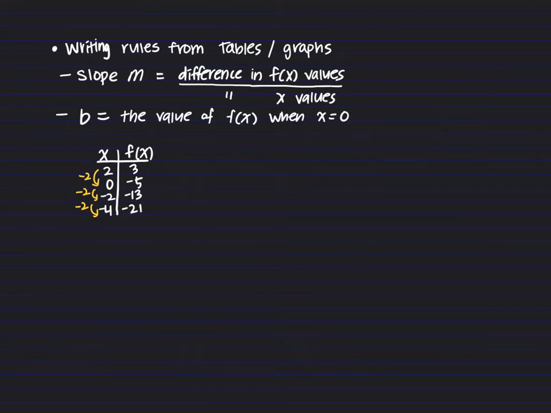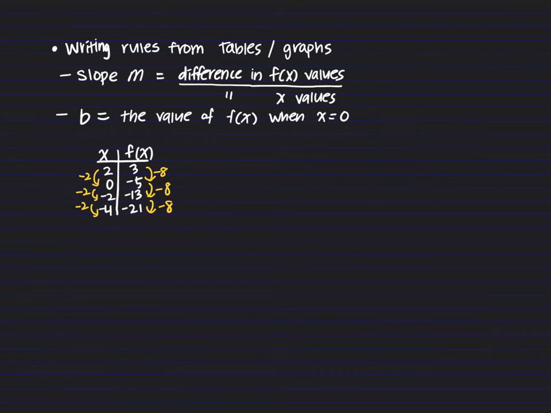And for my f of x, or the y value, or the output, I'm going to start from 3 and then I go into the negatives. From 3 to -5, I'll have to subtract 8. And I'm just going to see if the rule follows through the whole chart. -5 to -13, I'm also going to subtract 8, and same thing from -13 to -21. So I'm continuously subtracting 8. So I see the rules like this.